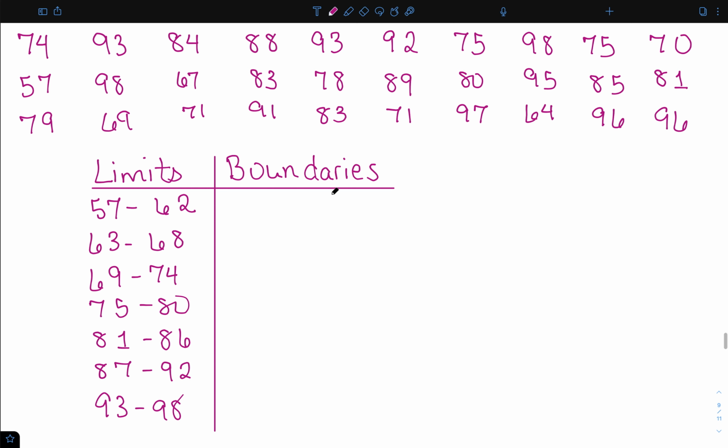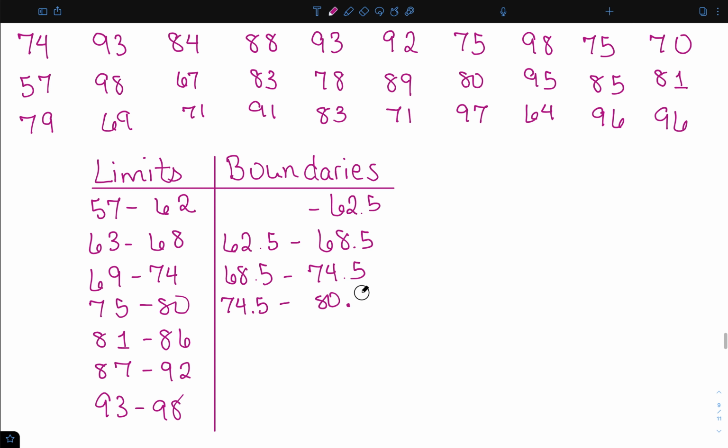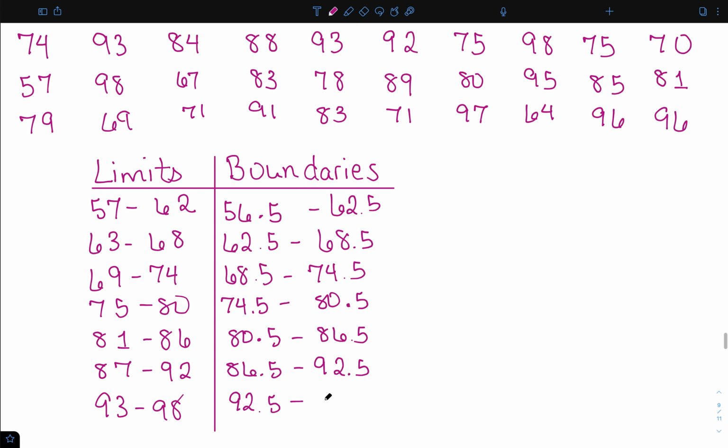Halfway between 62 and 63 is 62.5. Between 68 and 69 is 68.5. Between 74 and 75 is 74.5. Between 80 and 81 is 80.5. Between 86 and 87 is 86.5. And between 92 and 93 is 92.5. For the 57 at the top, we would subtract 0.5 to get 56.5. And for the 98 at the bottom, we would add 0.5 to get 98.5. So we now have our boundaries.